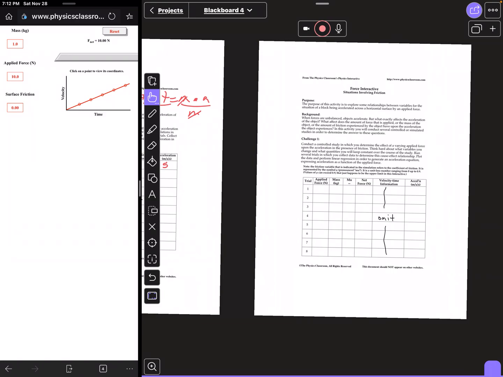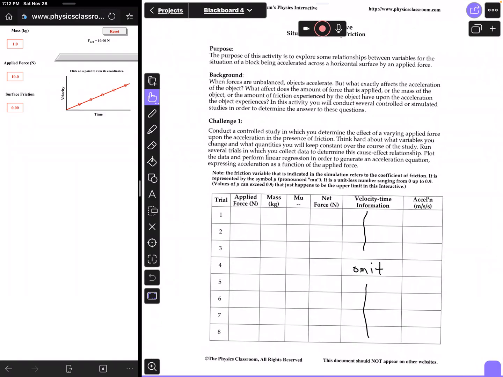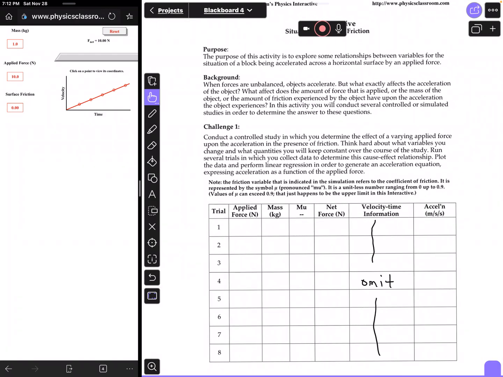Now for the second part, when you get to that, it's going to tell you to conduct a controlled study in which you determine the effect of a varying applied force upon the acceleration in the presence of friction. Think hard about what variables change and what quantities you will keep constant over the course of the study. Run several trials in which you collect data to determine this cause-effect relationship. And it says plot the data, but you don't have to do that part. You don't have to plot it.